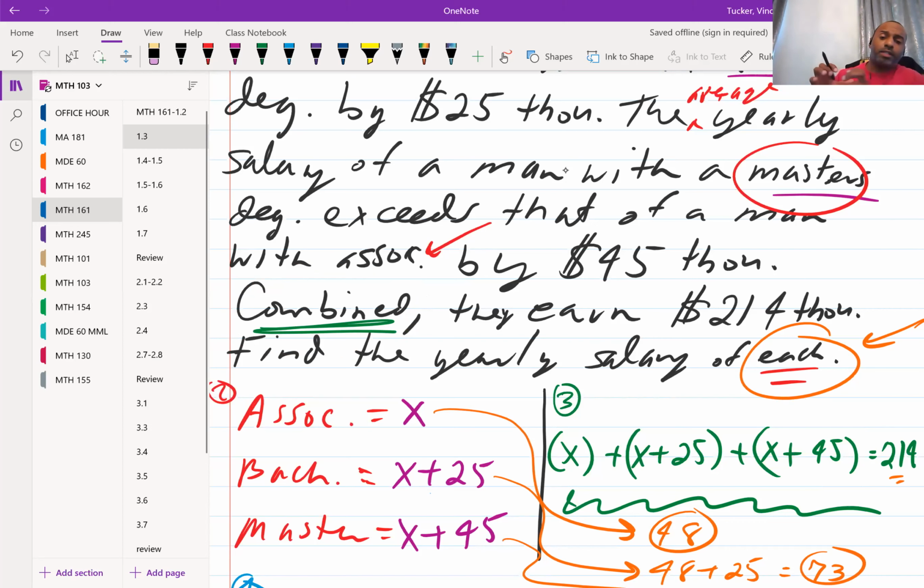Now I put parentheses around each one of the three just to signify or group together what was added together. So (x + 25) + (x + 45). But the grouping symbols don't do anything for us. All we're going to do is just combine the like terms in the next step. But before we go to the next step, is everybody okay with steps 2 and 3?